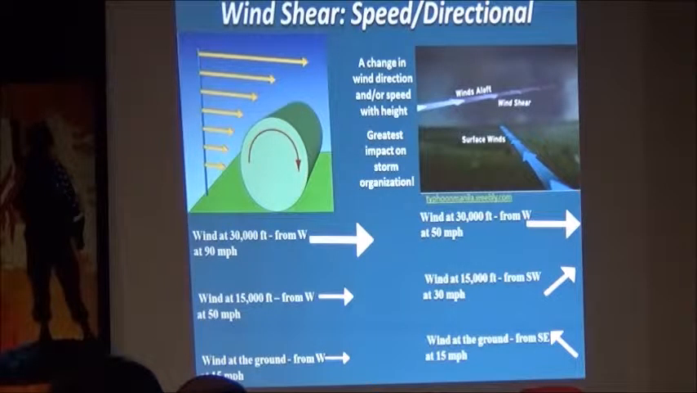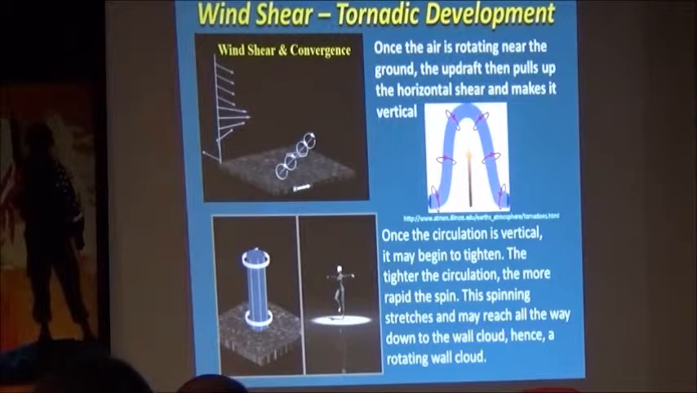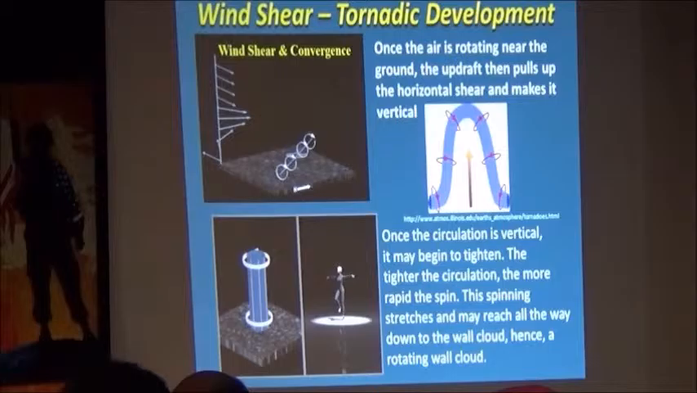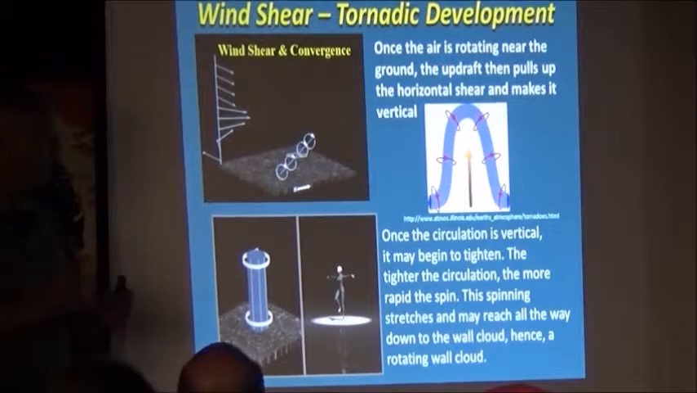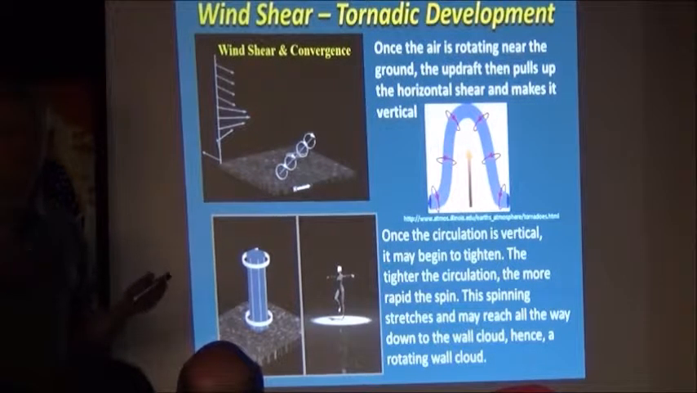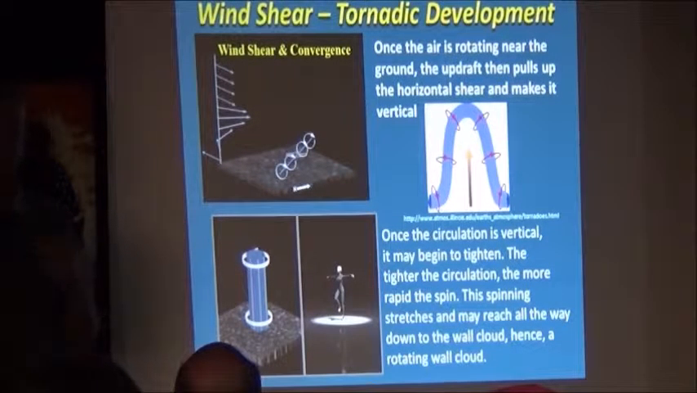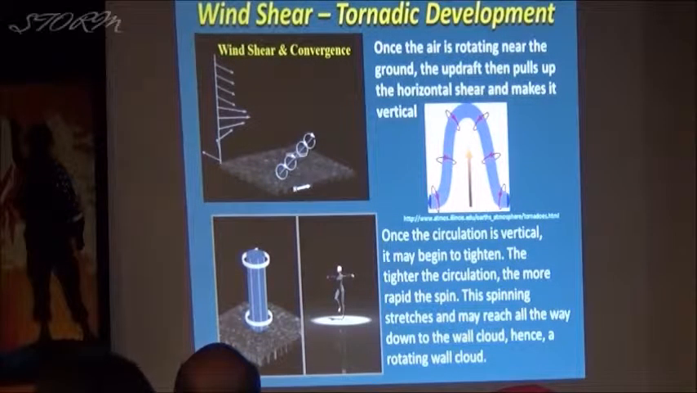So wind shear is very important. And here's basically what I just said, getting lifted up in the vertical. Once you have that in the vertical, the storm gets to spinning, kind of like the ice skater pulls their arms in, and rotation gets faster and faster. If that happens to the storm, it can eventually produce a tornado.